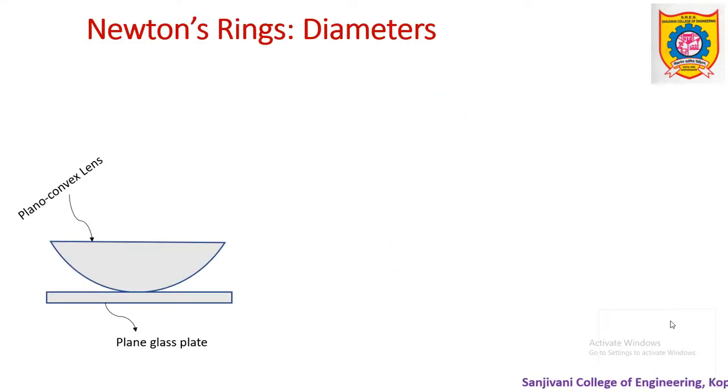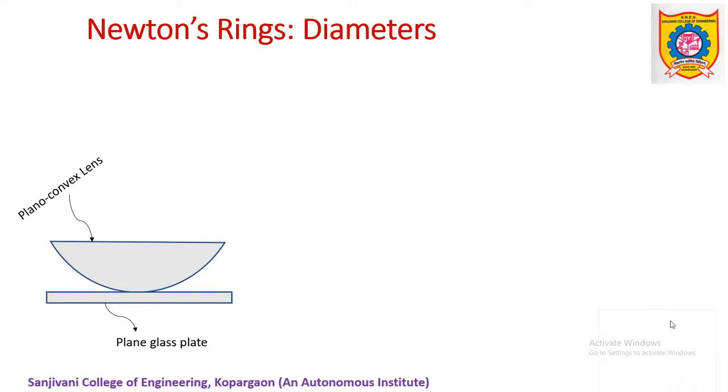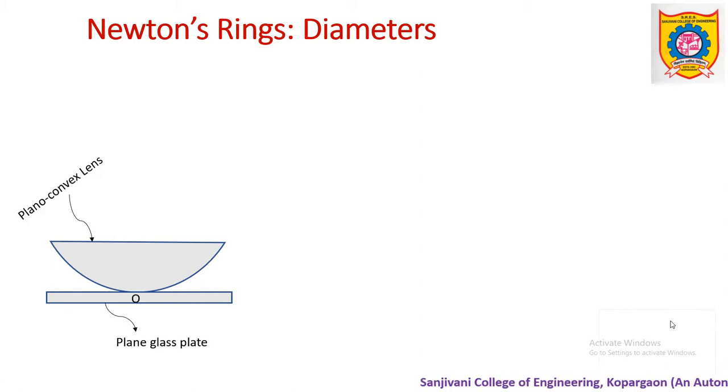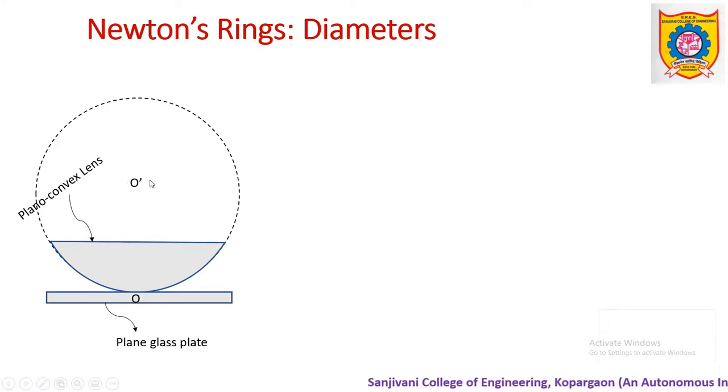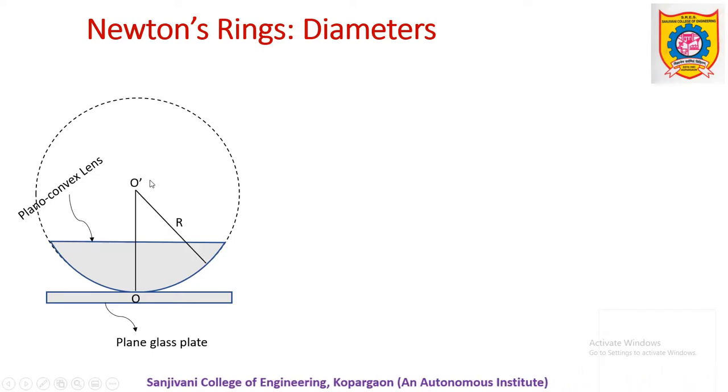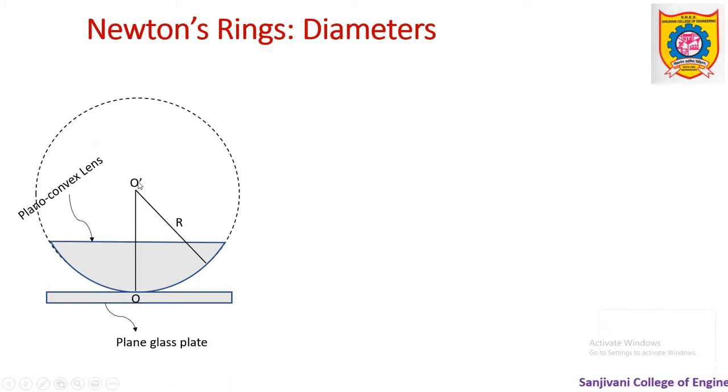So let us see how we can obtain the expression for diameters of Newton's rings. As we know, Newton's rings are formed when a plano-convex lens having larger radius of curvature is placed on a plain glass plate, as shown in this diagram. Let O be the point of contact between lens and the plate. Now if we extend this curvature of the lens, it will form a big circle, and somewhere, say at this point O dash, will appear its center. With reference to that O dash, let capital R be the radius of curvature of the plano-convex lens. So O dash O is also equal to capital R, because this also gives the radius.